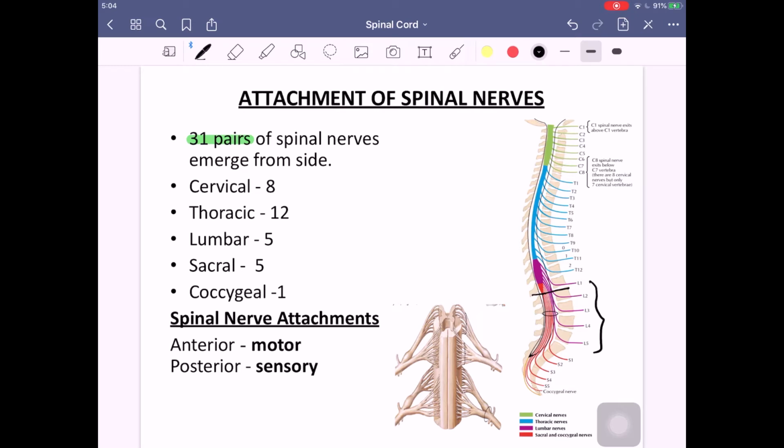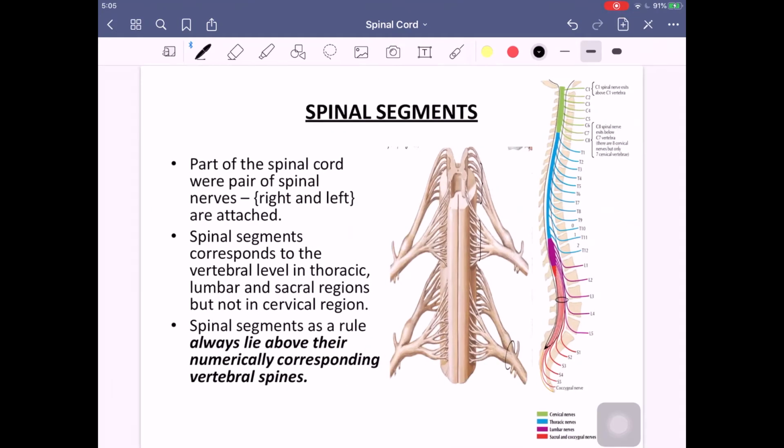And how the spinal nerve attachments are there: anteriorly or ventrally you have the motor root, and dorsally a sensory root. The same thing here. So this one what you are seeing is also called motor or ventral, and these are your dorsal or sensory. Both combined together give us the spinal nerves, 31 pairs of spinal nerves. What are spinal segments now?